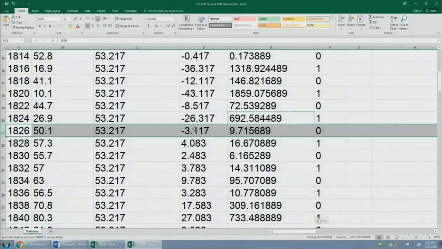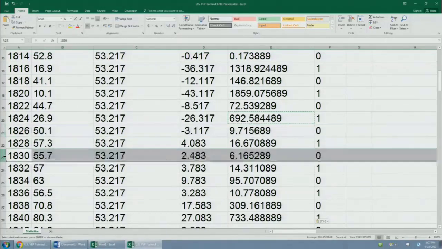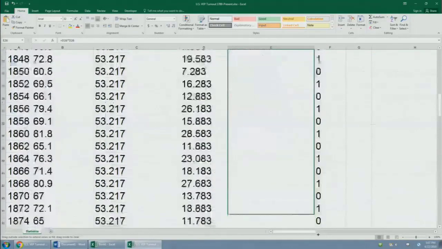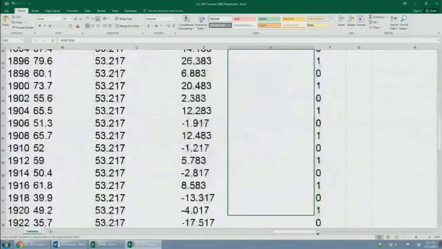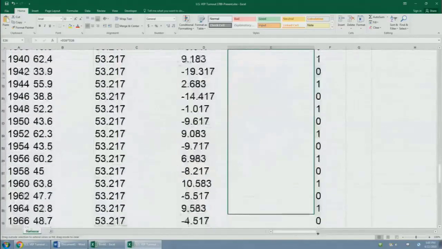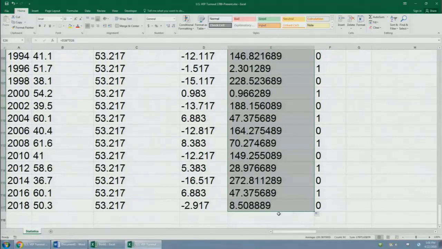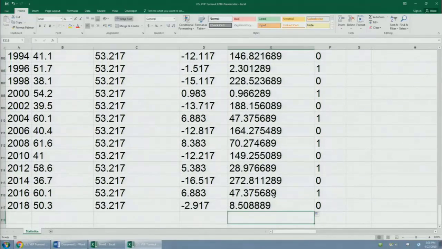Similarly, 1826, the prediction is off between these two columns here by just negative 3.117. And so the squared term is kind of small. In 1830, the prediction is off by positive, that is, the actuality is higher than the prediction, by 2.43, and that gives us a small squared number, okay? So you could do the same thing, and that's exactly what statisticians do, to get rid of the sign of how much you're off by. They square the deviation instead.